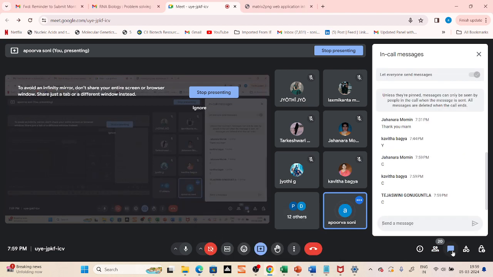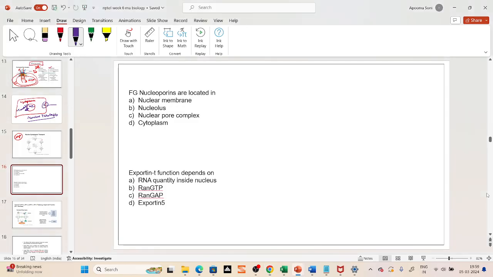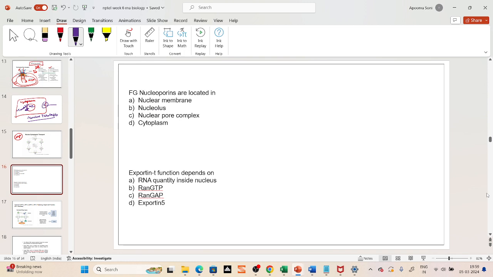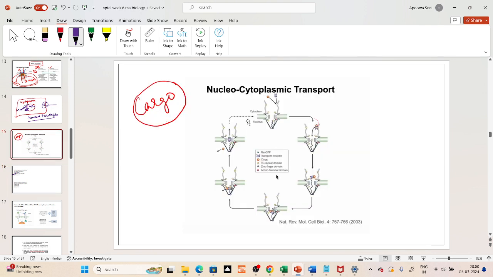Okay, let's see. Kavita has answered C, Jahanara has answered C, and Tejaswini has also answered C. What is C? Nuclear pore complex. Yes, you all are correct. Good. So, FG nucleoporins are located in the nuclear pore complex. Here only we have seen this is the nuclear pore complex. These small yellow ones, these are your FG proteins.